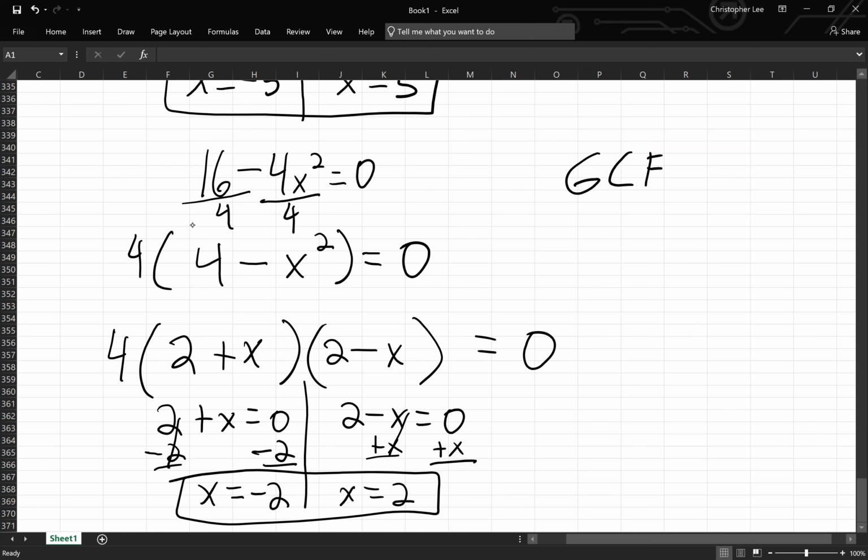It's three terms? Yeah, AC method. If the middle number is positive, the larger number is going to be positive. Wait, what's the last number? Is it positive or negative? Positive. So if it's positive, that means either both of the numbers are positive or both of the numbers are negative.